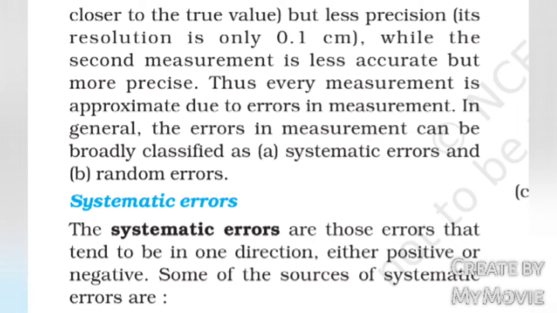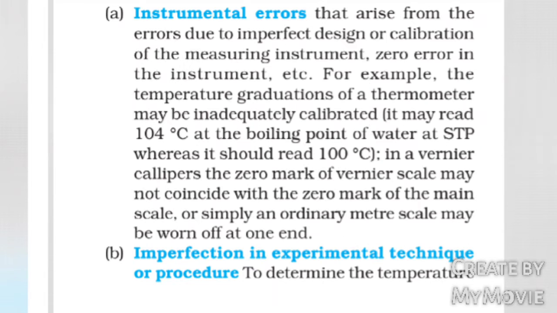In general, the errors in measurement can be broadly classified as A. Systematic errors and B. Random errors. Systematic errors. The systematic errors are those errors that tend to be in one direction, either positive or negative. Some of the sources of systematic errors are A. Instrumental errors that arise from the errors due to imperfect design or calibration of the measuring instrument, zero error in the instrument, etc.